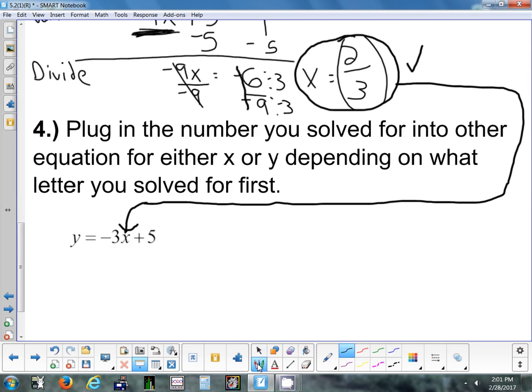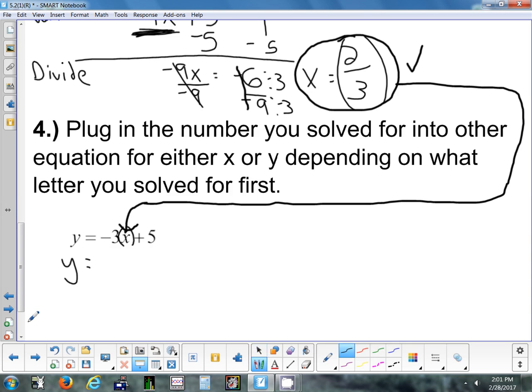Anybody else think they might know? What am I going to put my parentheses around down here, Marissa? Just the x, not the negative 3. I'm only putting parentheses where the x is. So now I'm going to start with y equals.